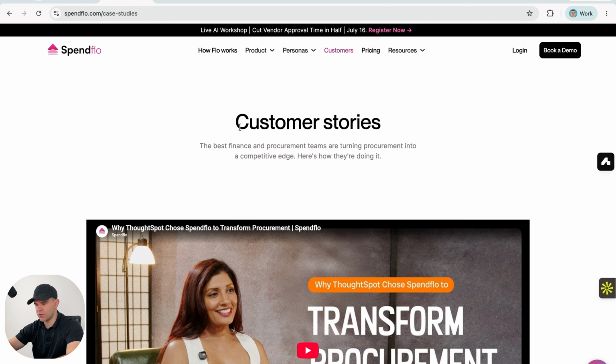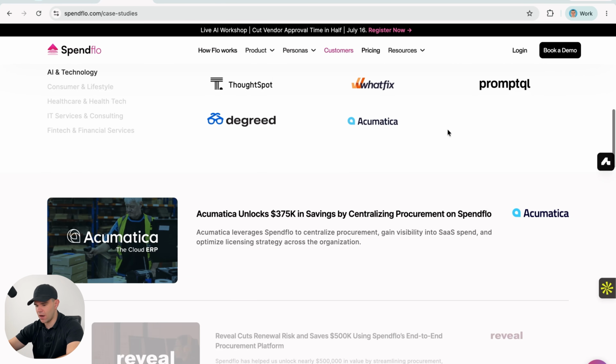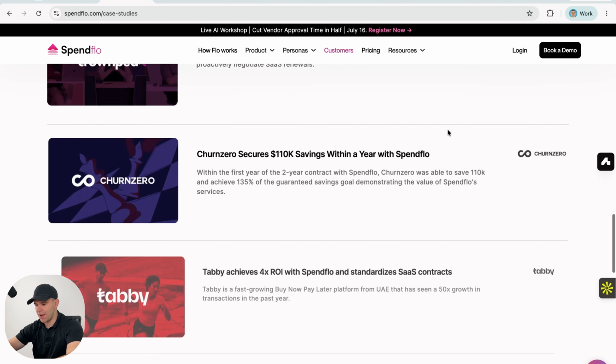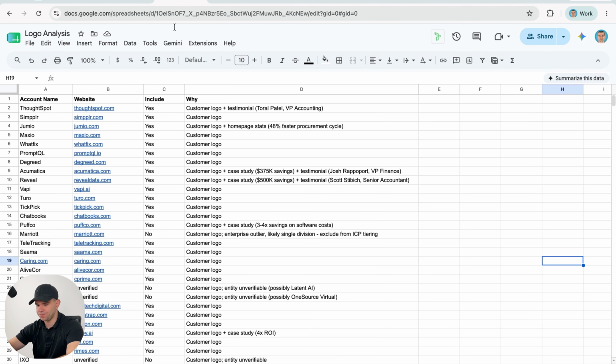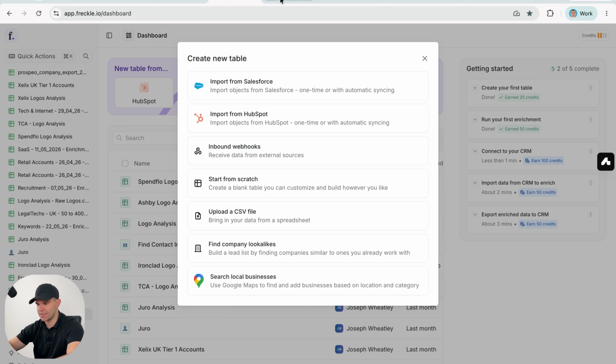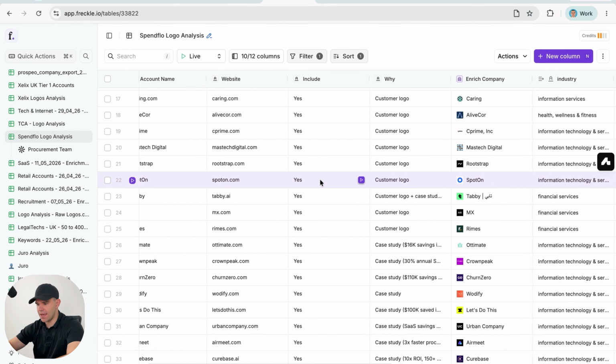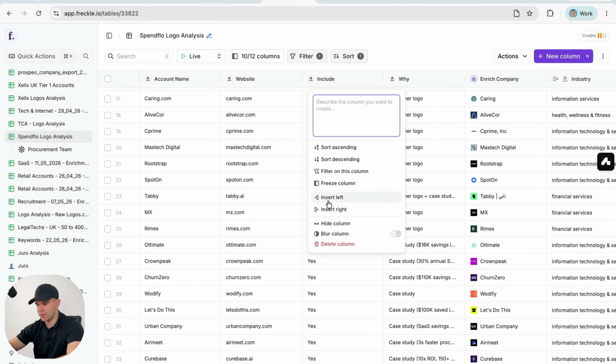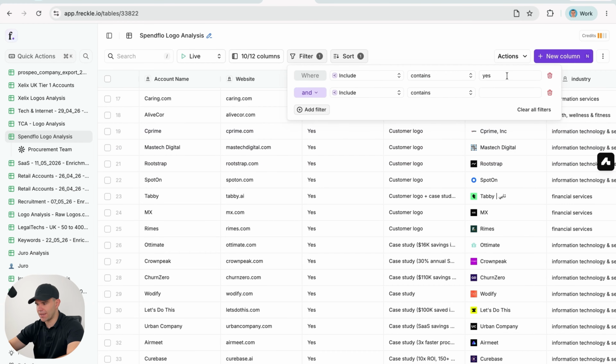And if we head over to their customer stories, we can see a whole bunch of logos, and we can take all of those logos, get their websites, and decide whether to include yes or no, depending on whether they are a customer logo, a case study logo, etc. Filter by all of the no's, and we can add that into Freckle. So new table, upload as a CSV in here, and we can see we've actually, like we said, filtered by contains yes on the include column.